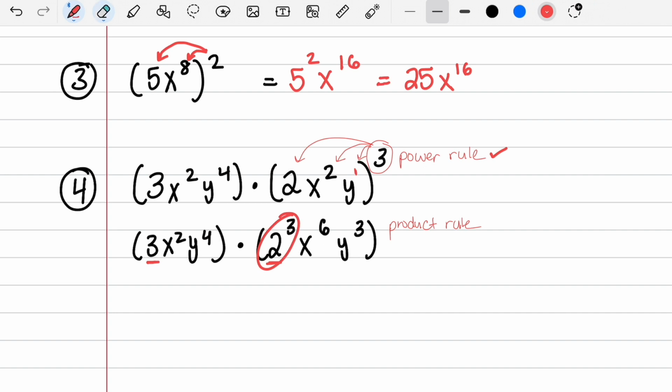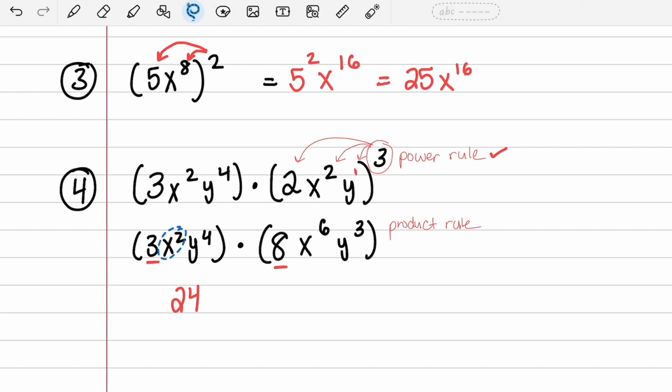This 2 cubed is going to become 2 times 2 times 2, so we're going to multiply 2 three times to get 8. And now we can multiply. 3 times 8 gives us 24.